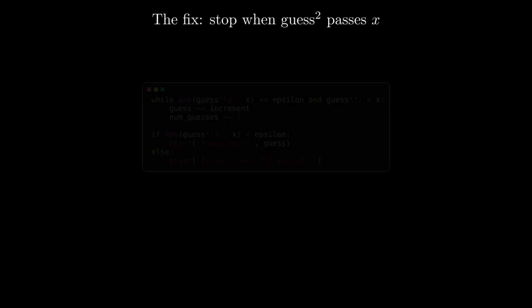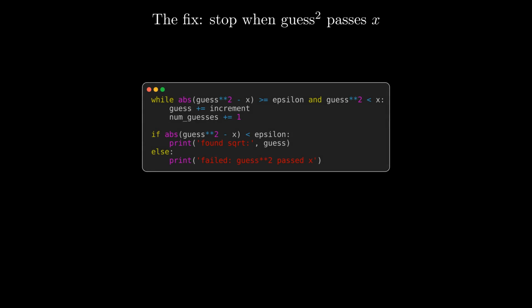One small addition fixes it, and it is something guess and check already did. There we said, if we have passed the reasonable range, where the value is now definitely too big, just stop. We add the same idea as a second ending condition. Everything is unchanged except the while condition. We keep looping while we are still more than epsilon away, and the guess squared is still less than x. The moment guess squared passes x, that second condition fails and we break out. So either condition can end the loop.